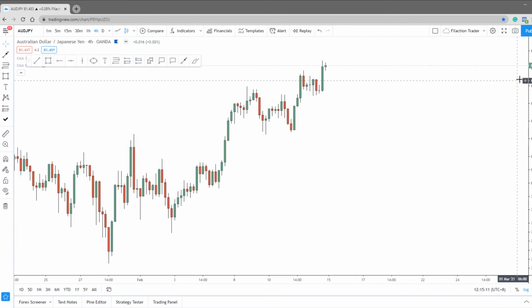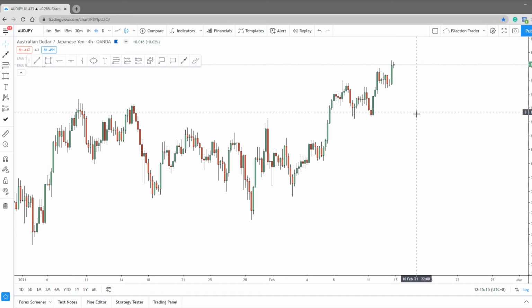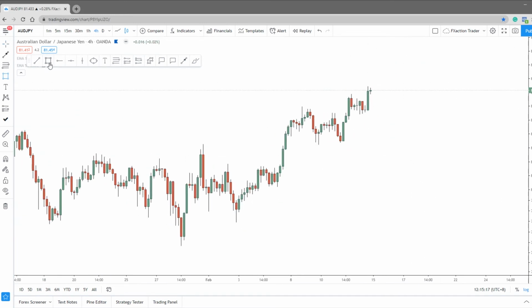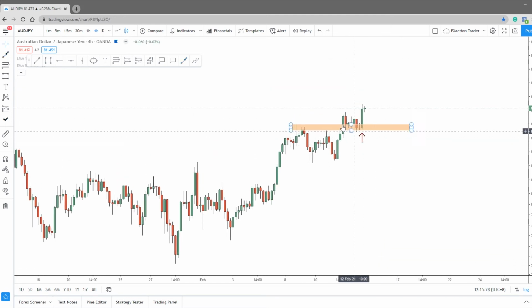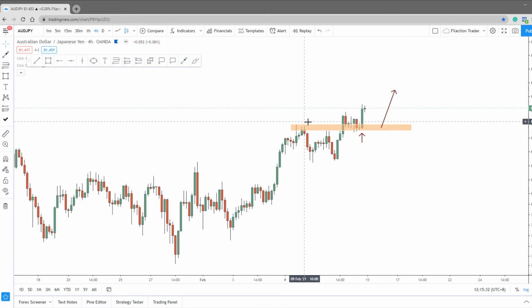For the Aussie Yen, it is around the same as what we have seen on Pound Yen, where the market has broken the resistance level, and this level has now turned into a very strong support level. So as long as this level is not broken, we are still going to look for a buy trade.